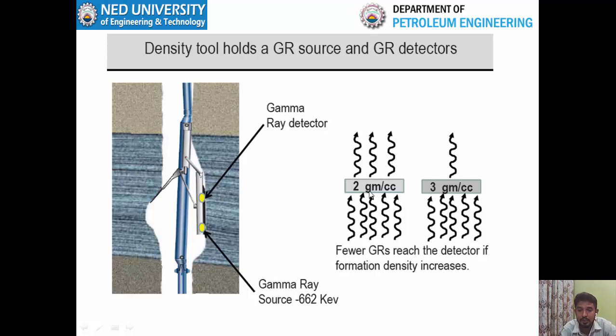On the right side, these two slides show, for example, two formations. One has lower density, which is around 2 gram per cc. The other formation has high density, around 3 gram per cc. In both cases, the number of gamma rays being emitted from the source is the same. For example, 5 gamma rays are emitted from your source. In the low density formation, as you can see, since we have less effect of Compton scattering, the number of gamma rays returning to the detectors is higher as compared to the case when the formation has high density.